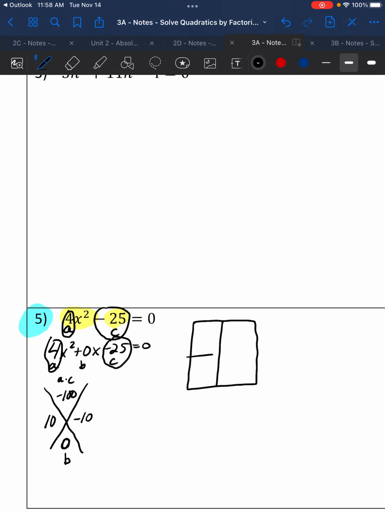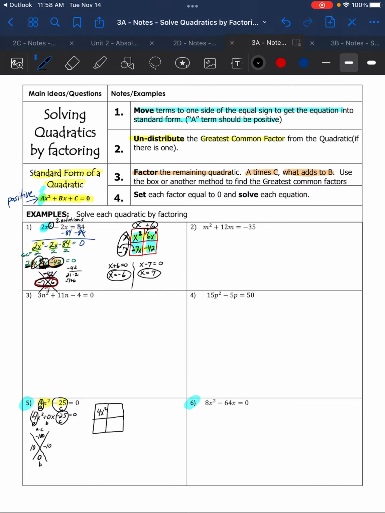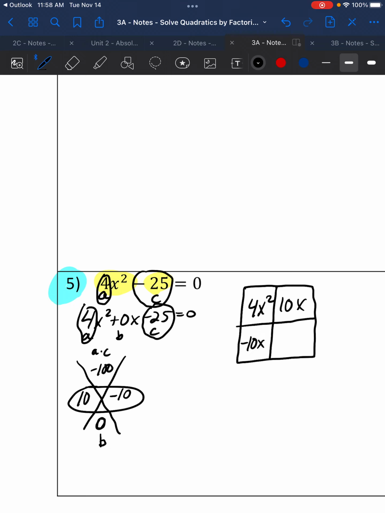Now let's break this down. Punnett square. Top left is your A term, so our A term is 4x squared. My next two blanks on the top right and bottom left are going to be my B terms split up. So it's going to be 10x and negative 10x. It does not matter the order you write those in. And then the C term is the bottom right.